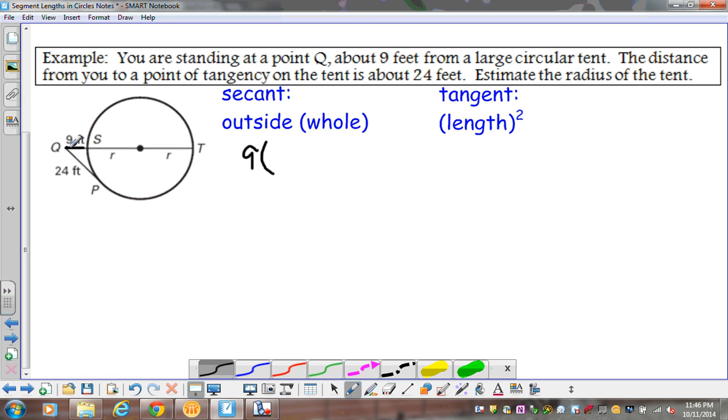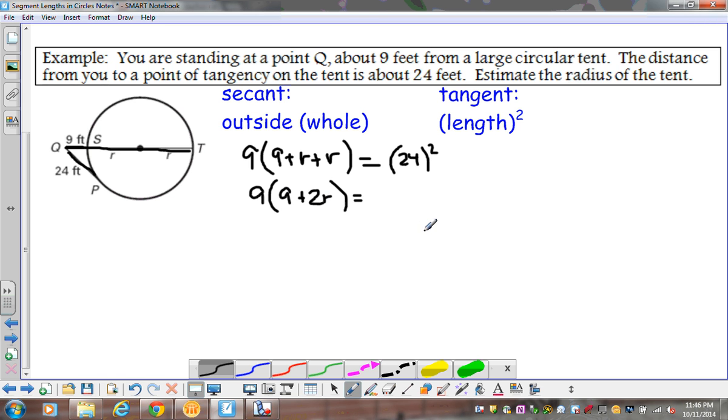times the length of the whole thing, which is 9 plus R plus R. All right, and then my tangent, I'm going to take whatever the length is, which in this case it's 24, and I'm going to square it. All right, so now on the left-hand side, we can go through and simplify it. All right, we're trying to find my radius of my tent. I can simplify that. R plus R is 2R. So this is 9 times 9 plus 2R. And we can go ahead and find out what 24 squared is. 24 squared is 576.